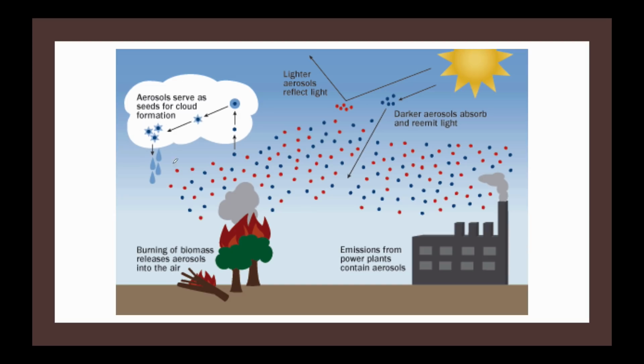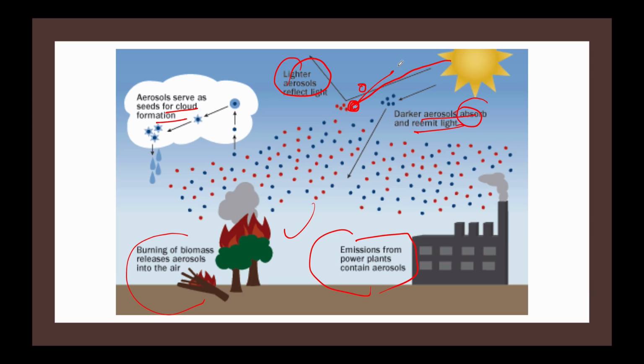Now what is their significance? Okay, before that, you can just see the process here. You are burning biomass, and emissions from power plants contain aerosols. So aerosol serves as a seed for cloud formation. Lighter aerosols reflect the light, as the sunlight is coming in. Darker aerosols absorb and re-emit the light, right? So this is how the process takes place in the atmosphere.